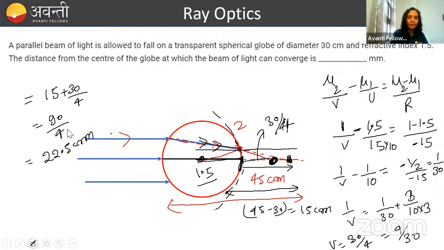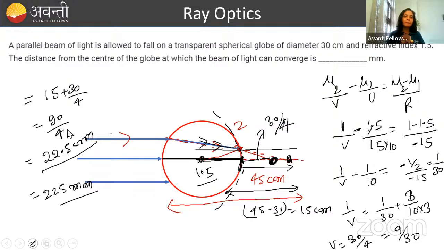22.5 centimeter. And if you calculate it in millimeter, it will become 225 millimeter. So this question is actually very, very important. If you really want to understand how to solve any kind of question through curved surface, this question is really helpful, because here the first important thing to learn is that if light is coming from infinity, it means object distance is infinity. That is, if incident beams are parallel, it means object distance is infinity.